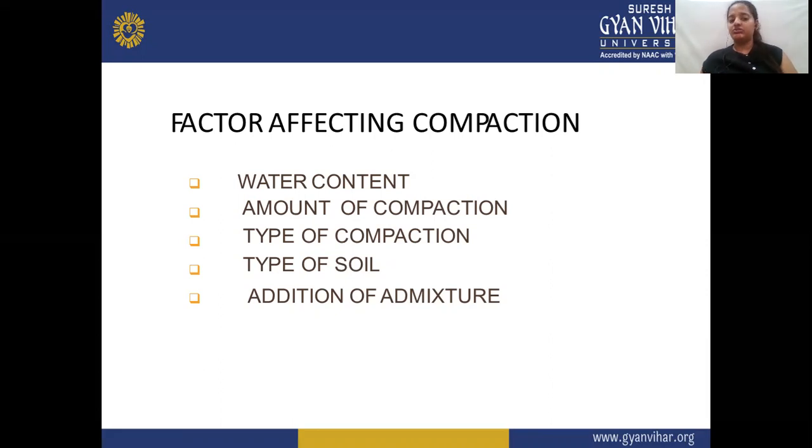Then there are different types of compaction that we have already discussed: the roller, ramming, and vibratory. So we can understand the roller goes up to a certain depth, but the ramming goes to a deeper depth, whereas the vibratory compaction only stays on the surface, and it is only for aesthetic purposes.